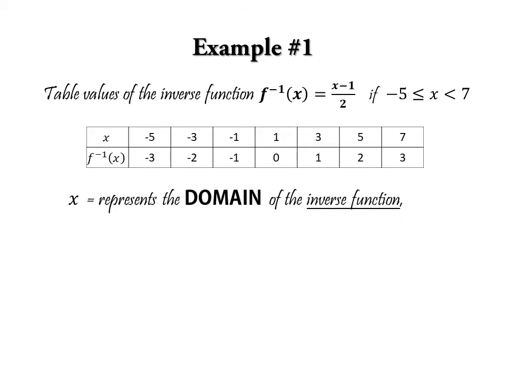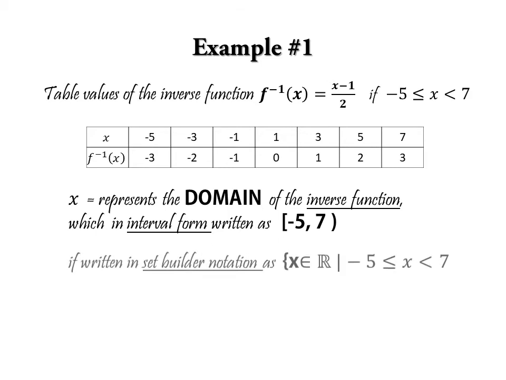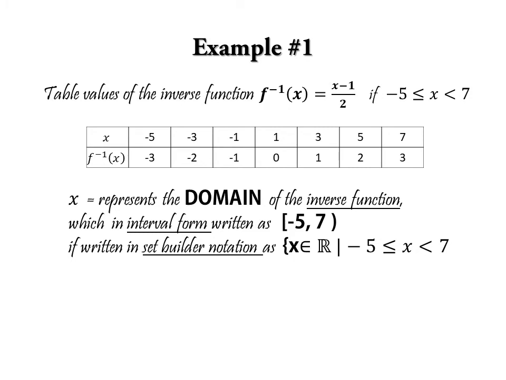Then again, the x there represents the domain of the inverse function. This time, that is the domain of the inverse function, which in interval form we can write as closed interval minus 5, 7, open interval. If we're going to write that one in set builder notation, we have x is an element of R, where x is greater than or equal to minus 5, but less than 7.